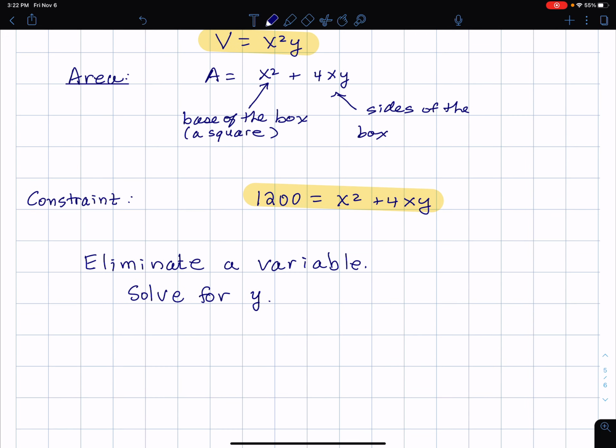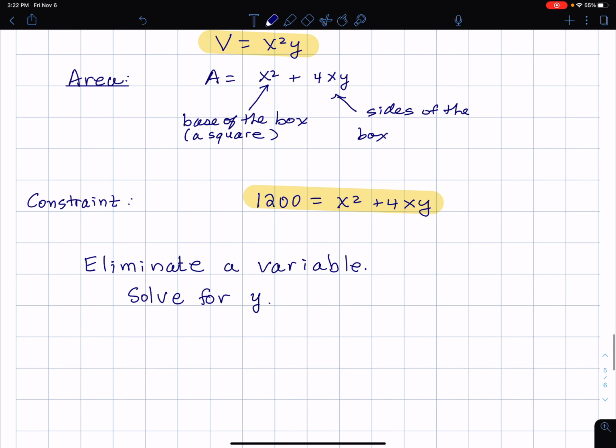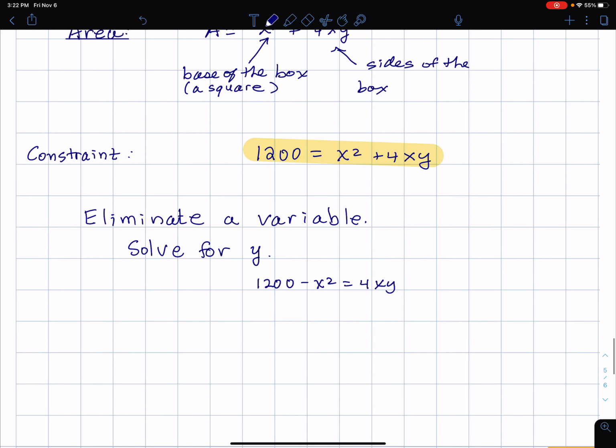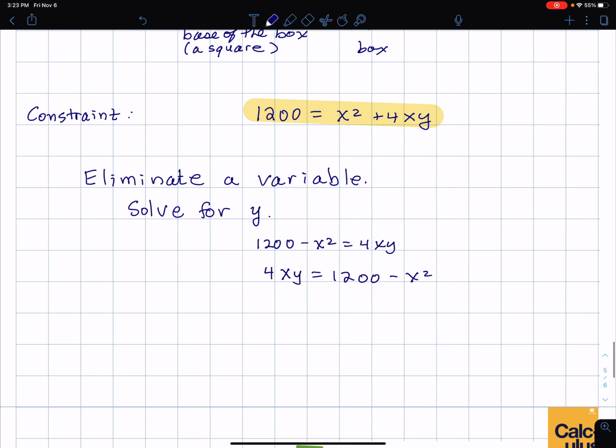And so let's see, I have this in yellow, 1200 equals x squared plus 4xy. The 1200 is the amount of material we have, which is equal to the area of the base plus 4 times the area of each side. Okay, I'm going to write then 1200 minus x squared equals 4xy. I can flip that around using the reflexive property. Now I'm going to solve for y.